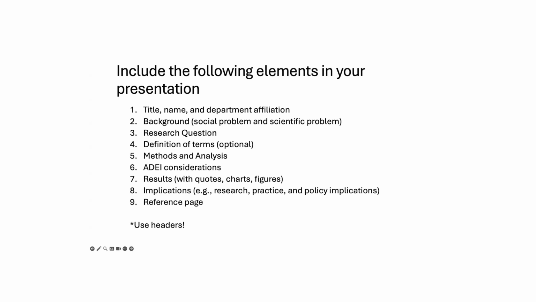You want to talk about your results. Include quotes, charts, figures. These are things that help to guide the story that you are telling about your research. Make sure you include implications. So, for example, if you are in social work, you want to talk about the implications of your study to social work practice. You also want to talk about the implications of your study on research. This is how your study informs empirics, how it informs theory, etc.